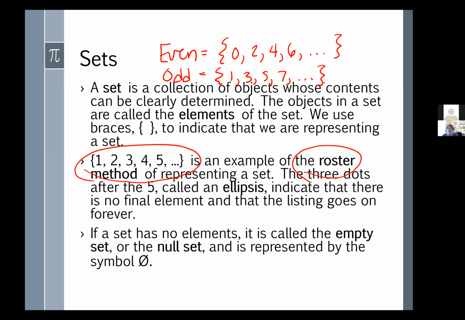I don't have any. So if the set has no elements, it's called the empty set or the null set. And we represent that by a circle, an O with a line through it. We can represent the empty set by just using two braces with nothing in them, or we can show it with a circle with a line through it. That means a set that doesn't have anything in it.